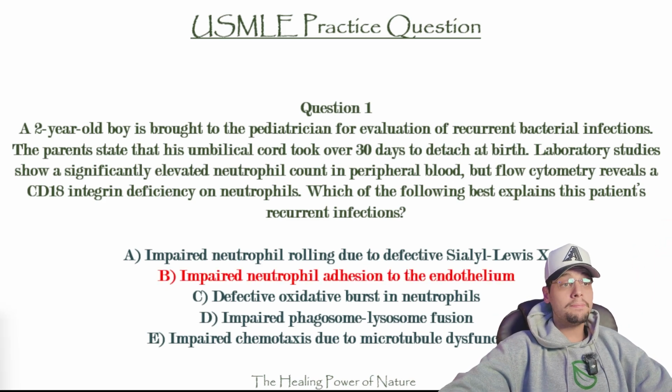So if you chose B, impaired neutrophil adhesion to the endothelium, that is correct. That's because this patient has leukocyte adhesion deficiency type 1, an autosomal recessive disorder caused by a CD18 beta-2 integrin defect, which prevents neutrophils from firmly adhering to the endothelium. Without proper adhesion, neutrophils remain in circulation, causing leukocytosis, and cannot exit the blood vessels to fight infections.